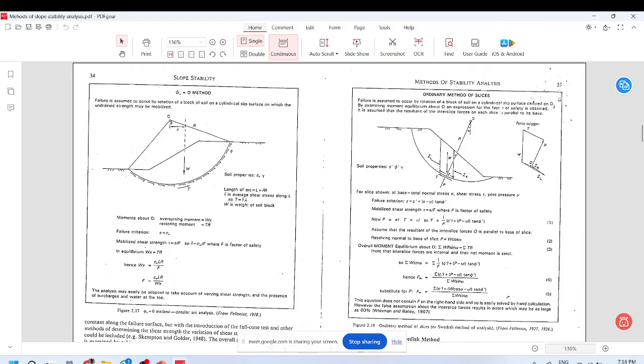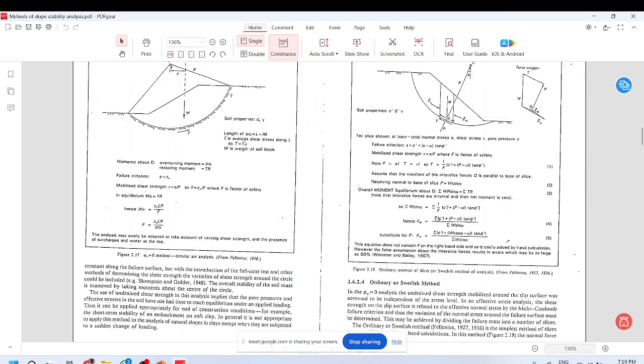So you divide all of this into wedges, and you take the moment of the forces about O, and then you sum it to calculate.